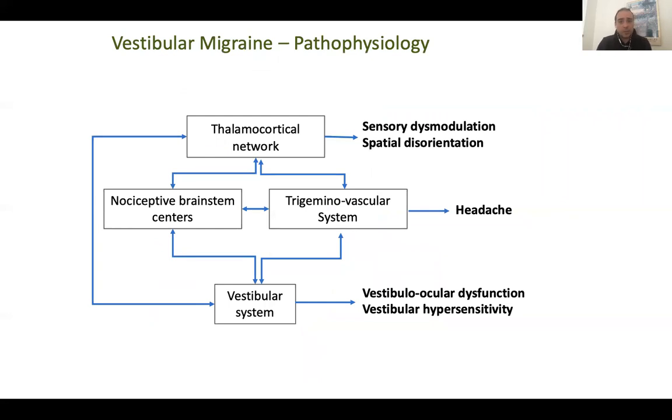When it comes to vestibular migraine, what we know is mostly based on general understanding of migraine pathophysiology. In such context, the diagram here shows possible mechanisms involved in the pathogenesis of vestibular migraine. The trigeminovascular system is the anatomical substrate, and its activation and sensitization, along with the nociceptive brain centers, can cause headache. Related to this hyperactivity, abnormal sensory modulation or integration within the thalamocortical network could result in dizziness and spatial disorientation, and also altered activity in the vestibular system could lead to transient vestibulo-ocular dysfunction or vestibular hypersensitivity with migraine features.